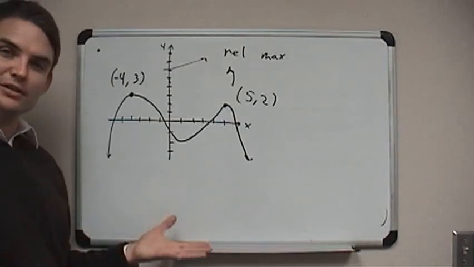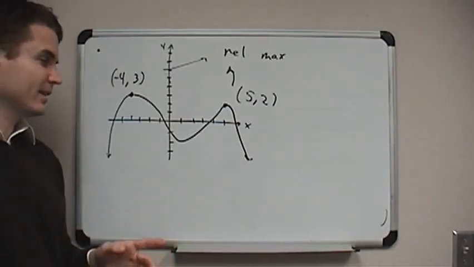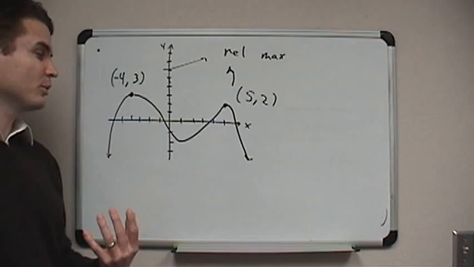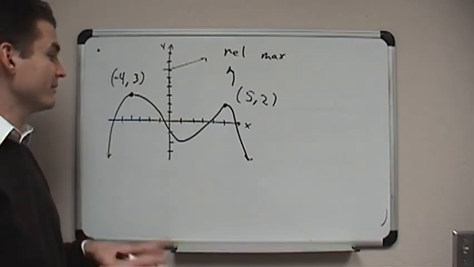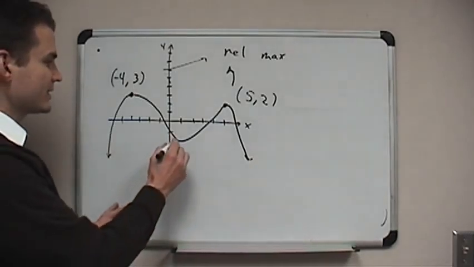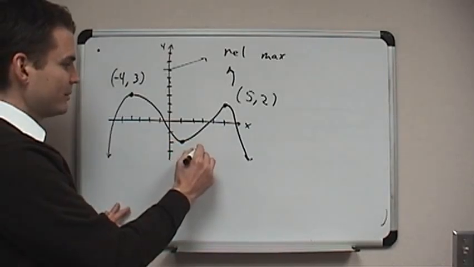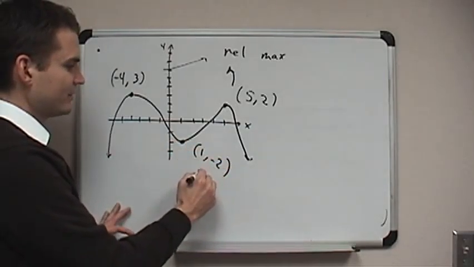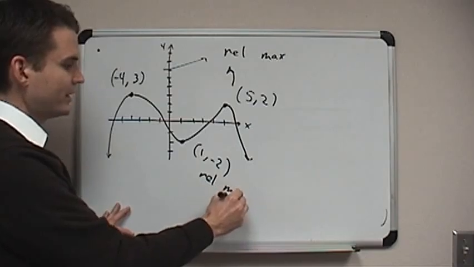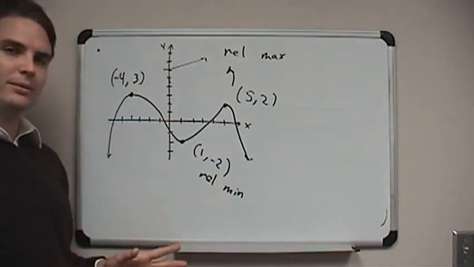Okay, so relative minimums. Well, again, same idea. The relative minimum is a point that has the smallest y coordinate of everything immediately to the left or right. So I do have one relative minimum at the point 1, comma -2. Okay. So rel min, or relative minimum. Okay, there are no other relative minimums.